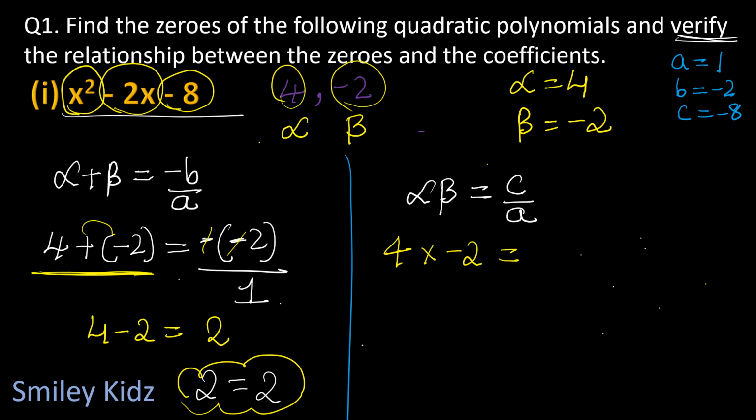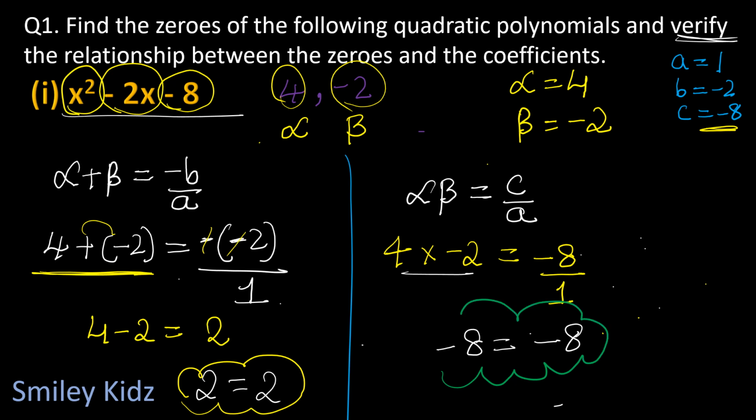And we know that the value of c is minus 8. So minus 8 upon, what is the value of a? It is 1. Now, when we solve this further, 4 times minus 2 is minus 8, which is equal to minus 8 by 1, which is minus 8. Again, we have successfully verified the relationship between the product of zeros and the coefficients.